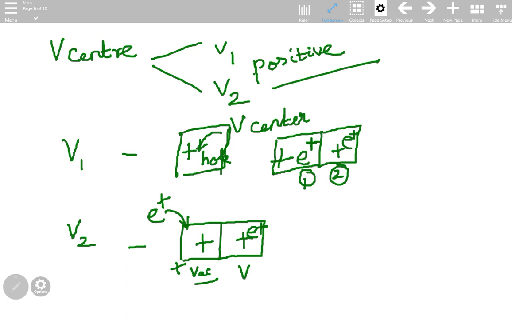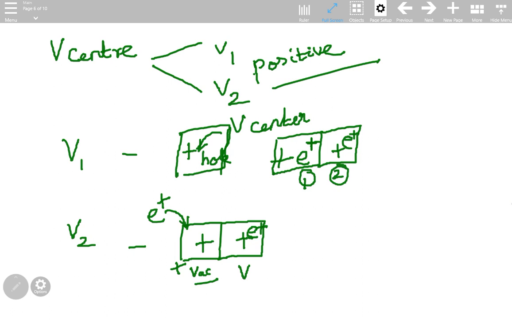So if a hole has occupied a positive vacant site, then we call it a V center. If two V centers combine together, we call this color center the V1 center, or V1 color center. And one positive vacant site combined with one V center, where the hole has already occupied that vacant site, and here a hole has yet to come, both get combined to form a V2 center.